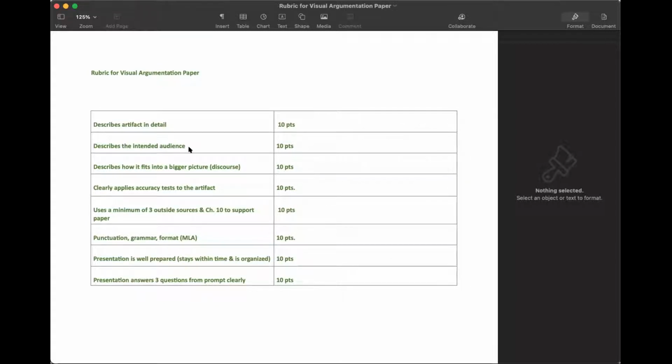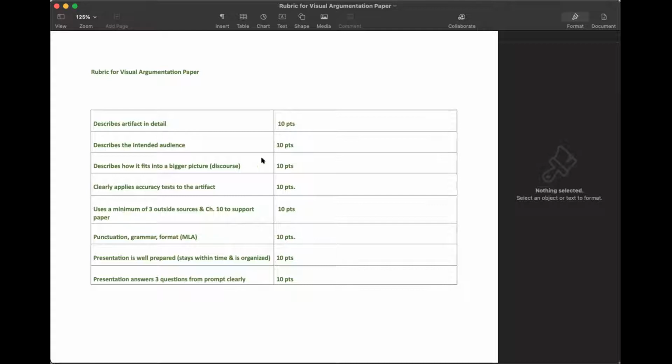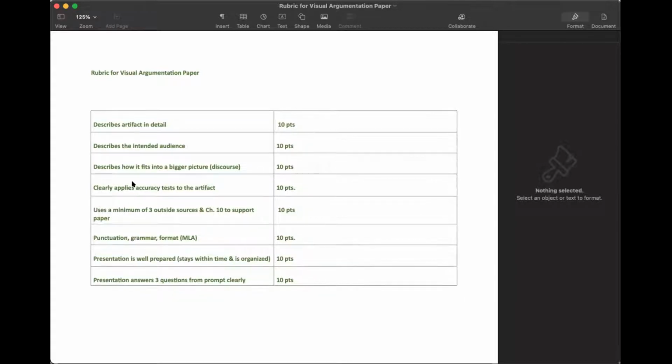Describing the intended audience is question number 2. How it fits into a bigger picture, 3. The accuracy test, 4. The 3 sources, and again, punctuation, grammar, format, so make sure that you proofread your paper before you submit. And the last 20 points are for your presentation.